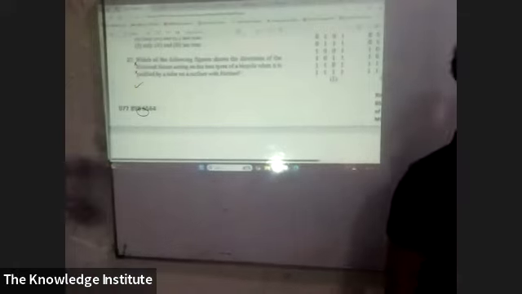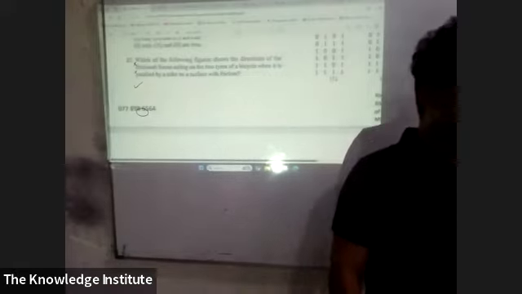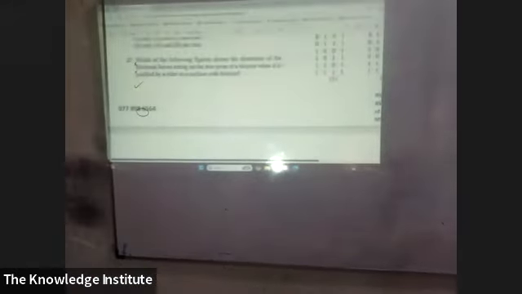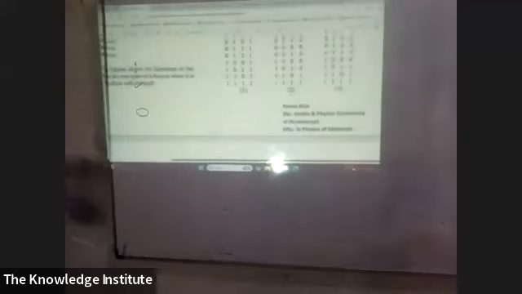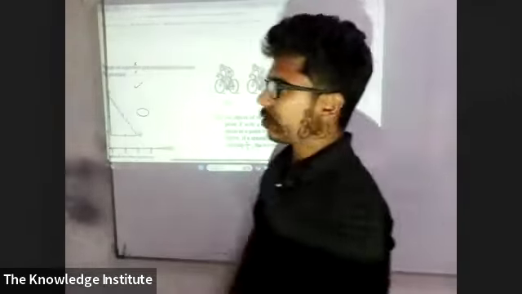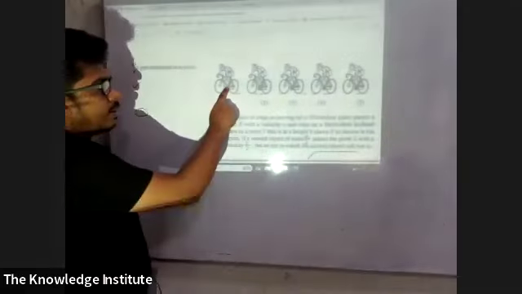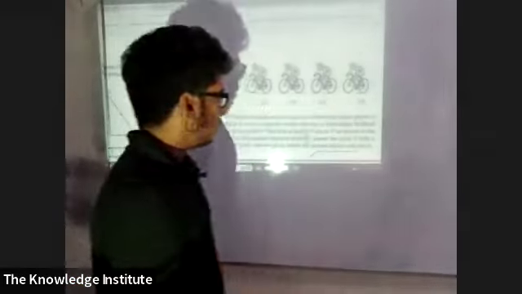27. Which of the following figures shows the direction of the frictional force acting on the two tires of a bicycle when it is pedaled by a rider on a surface with friction? The first thing you have to notice is that pedaling is connected to the back wheel. That is the first thing you should understand.